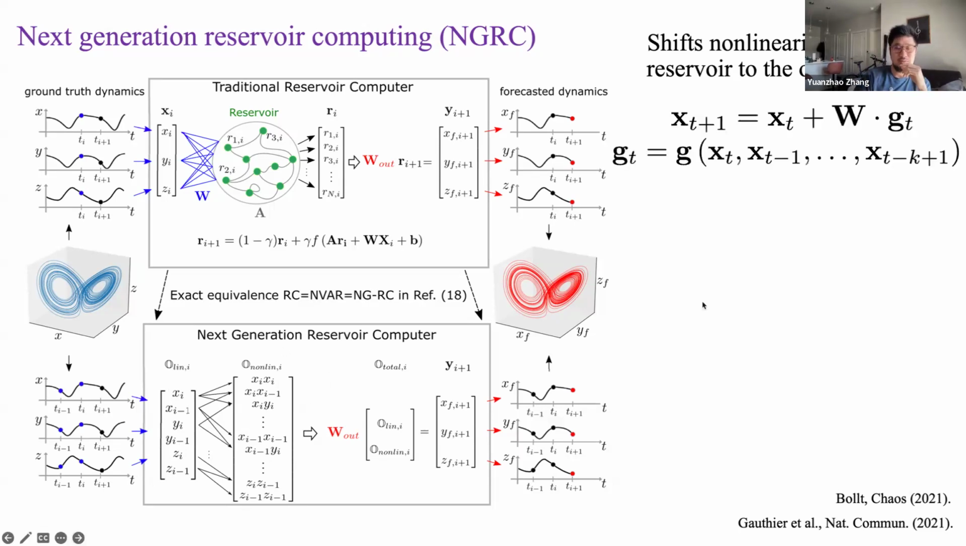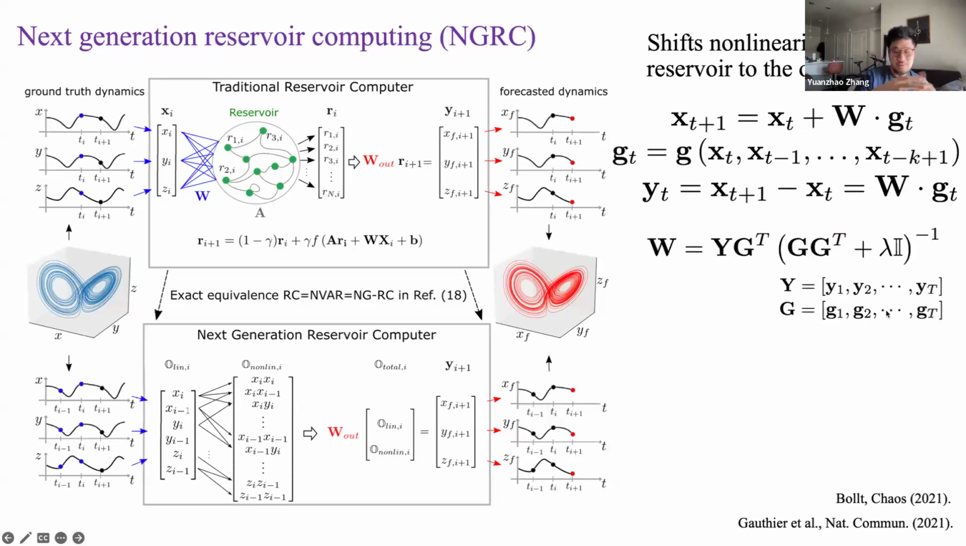Mathematically, here we have our current state x_t. We want to predict our next state x_{t+1}, and we do this using all the nonlinearities we have. Basically, we want to use those nonlinear features to help us propagate from x_t to x_{t+1}. Of course, just to make the notation simple, we can use y_t to represent the difference between x_{t+1} and x_t. And this is, again, just a simple linear regression problem, and we can solve it the same way as we did for reservoir computers.